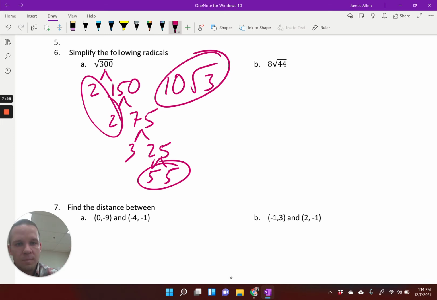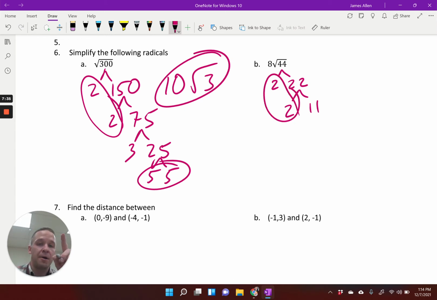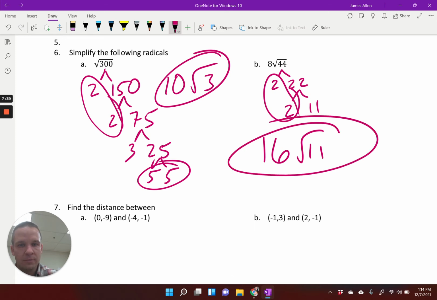All right, 44. I'm going to break that apart. 2, 22. And then I got 2 and 11. I can't break apart 11. That's actually prime. Got a pair of 2s. 2 comes out, but needs to be multiplied to that 8. So I get 16 root 11. Oh, this is good stuff. I'm going to pause. I'm having too much fun. All right, ready to move on.